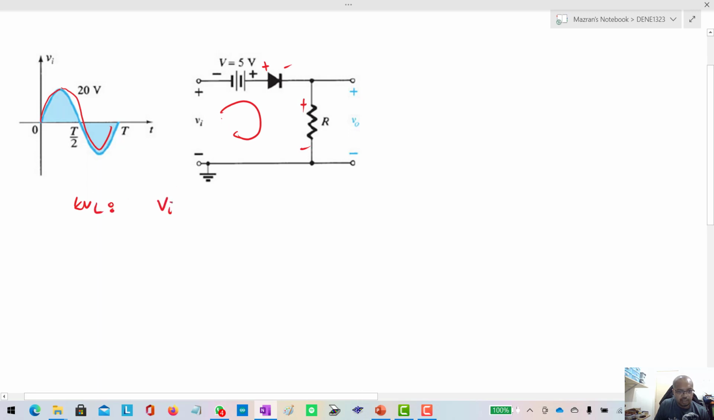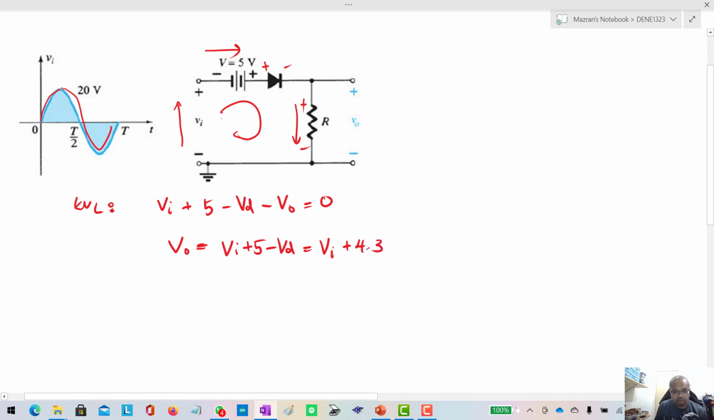We have a V in plus 5. Why plus 5? Because it's a voltage source, plus 5. And then the diode is a voltage drop, so it becomes minus VD. And then here is a voltage drop, so minus V out equals 0. So V out, we rearrange this equation: V out equals V in plus 5 minus VD. VD is 0.7, so V in plus 4.3.